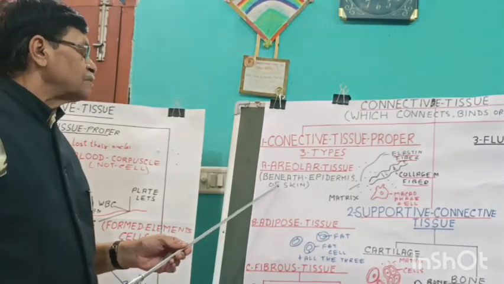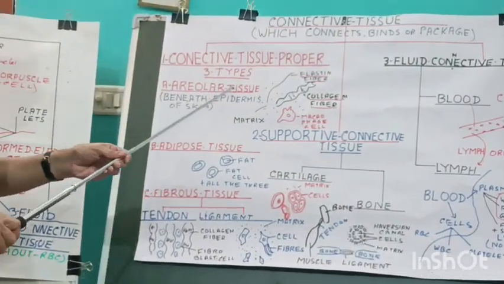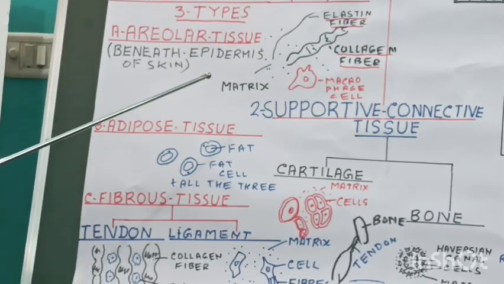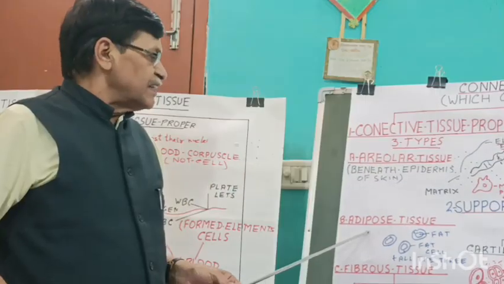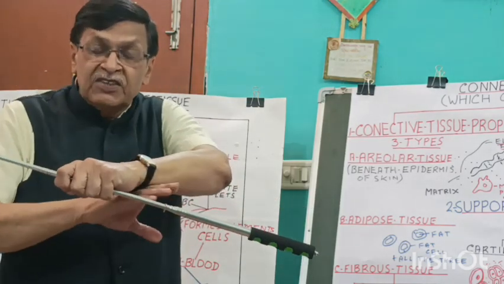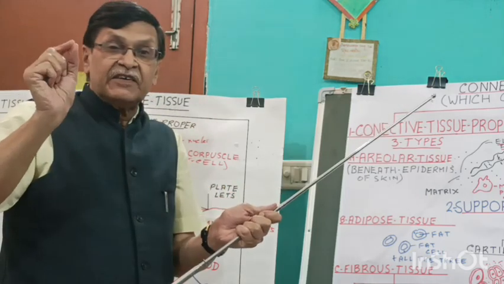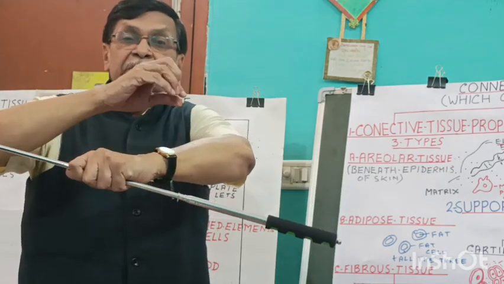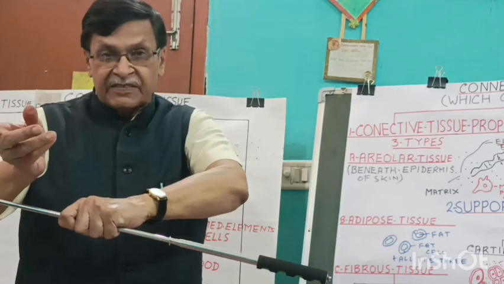First of all, this connective tissue proper has three types. Number one, areolar tissue. Areolar tissue makes the dermis present just below the epidermis of the skin. Second is adipose tissue. Adipose tissue is present just beneath our skin. Mind it, there is a slight difference. Areolar tissue is present beneath the epidermis of the skin. Skin is made up of epidermis and dermis, right?